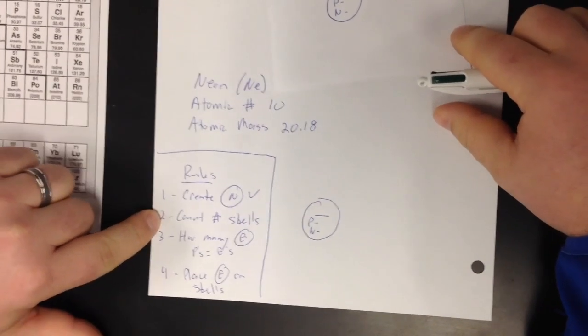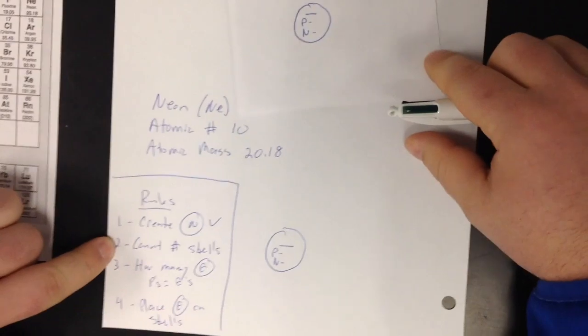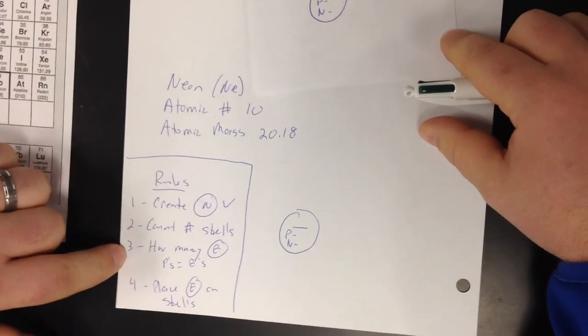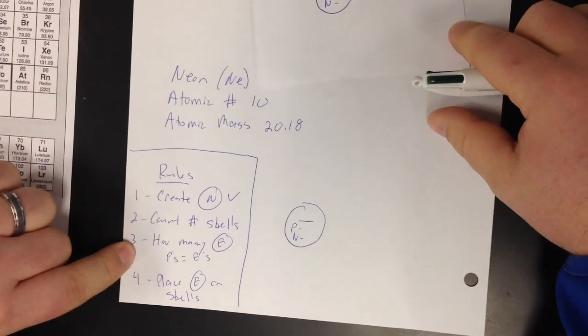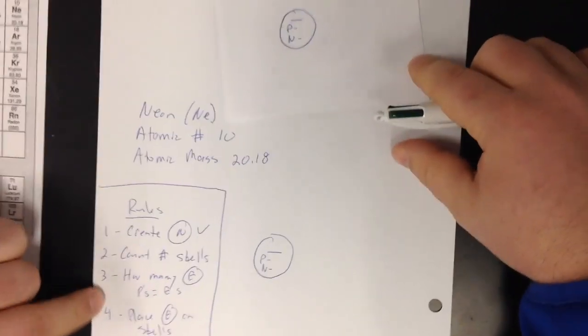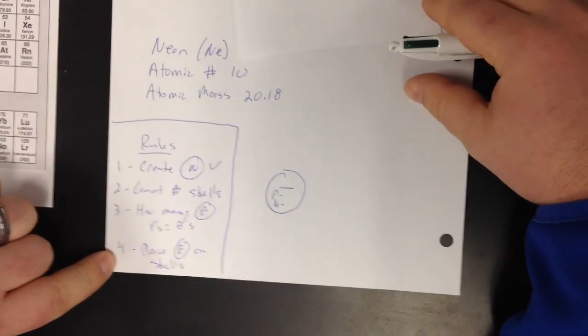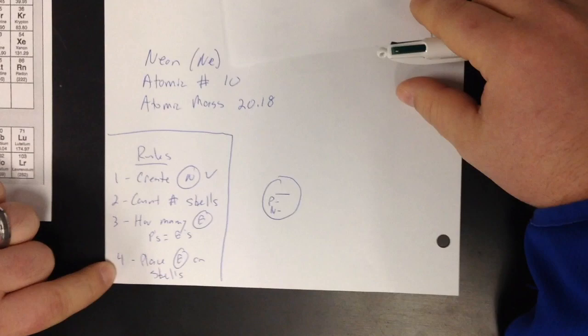Rule number 2, you're going to count the shells. If it's in row 1, it's going to have 1 shell. Row 2, 2 shells, and so on and so forth. Number 3, how many electrons do you need? Electrons have to equal protons. And number 4, you're going to place those electrons into the shell or shells that you have drawn.